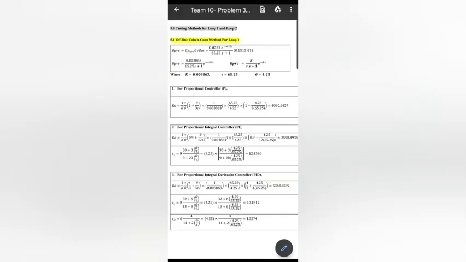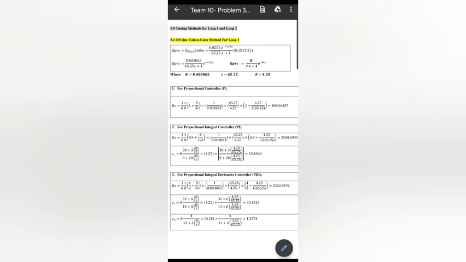Thank you very much. Assalamualaikum and hi everyone. I'm going to explain the tuning methods for loop 1 and loop 2. For loop 1, we use the Cohen-Coon method. First, by using this formula, we get the values of K, tau and theta, and then we proceed to find Kc, tau I and tau D for each controller.